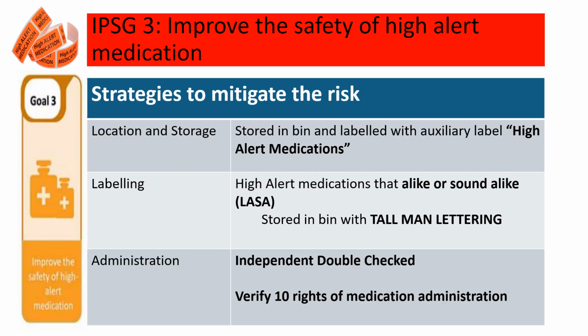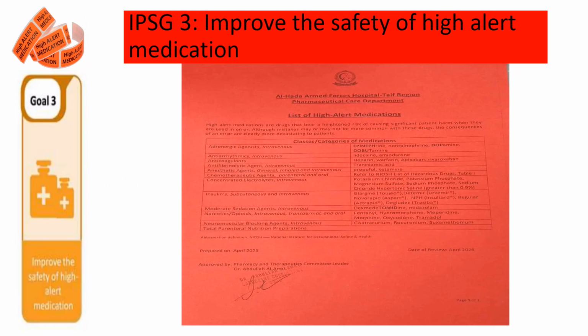Strategies to mitigate the risk: stored in a bin and labeled with an auxiliary label, high alert medications, independent double check, and verify 10 rights of medication administration. The list of high alert medications is updated annually by the pharmacy department. Here is the latest list.